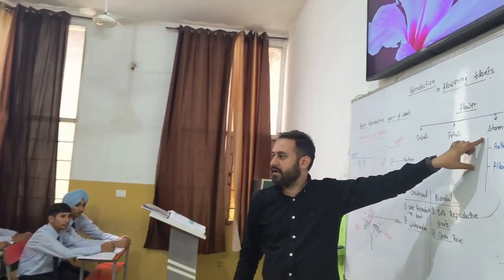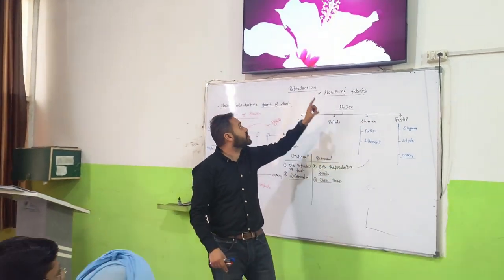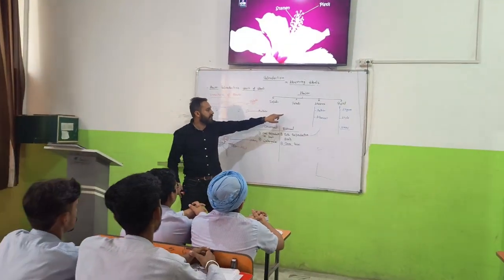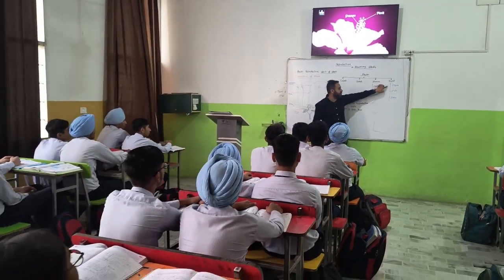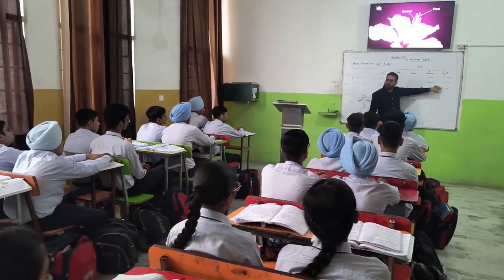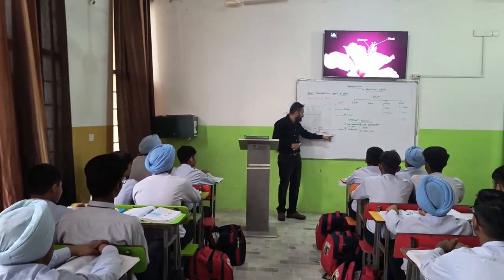Then stamen, then pistil. Clear? And the stamen consists of, and we can see, the stamen consists of anther and filament. Similarly, the pistil consists of stigma, style and hood. Getting the point? Now, basically, here we can see the sepals.